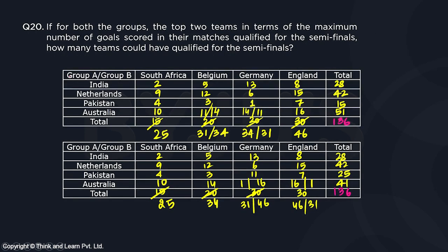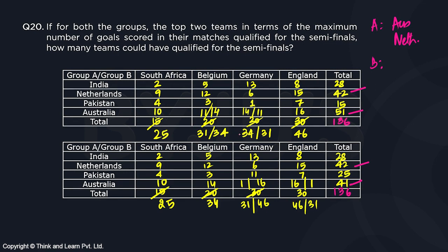Question number 20. If for both the groups, the top two teams in terms of the maximum number of goals scored in their matches qualified for the semi-finals, how many teams could have qualified for the semi-finals? So if we talk about Group A, which is India, Netherlands, Pakistan, Australia in the first sequence, we can see that Australia qualifies and Netherlands qualifies. In the second case, we see that Australia and Netherlands qualifies. So if we talk about Group A, we can have Australia and Netherlands getting qualified. Let's talk about Group B now.